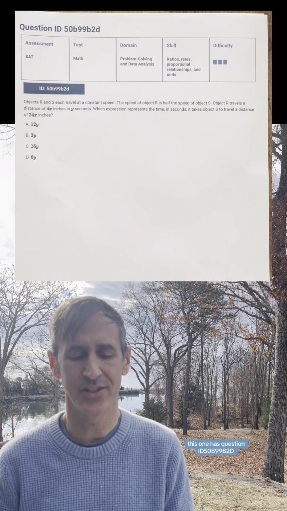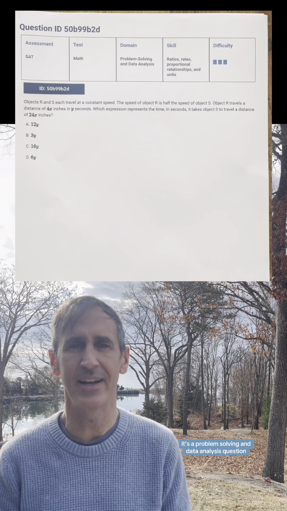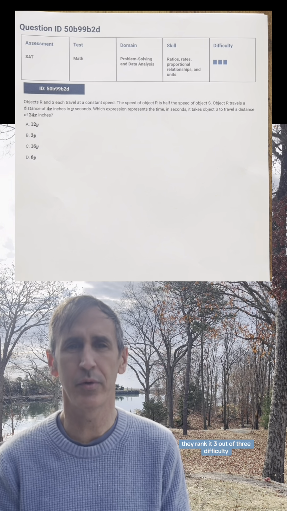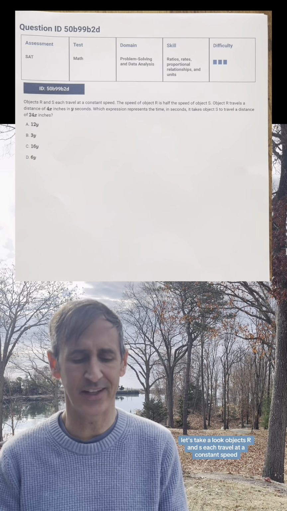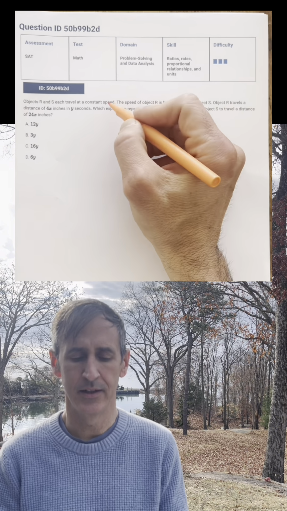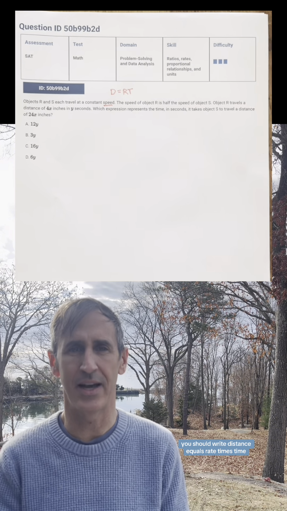This one has question ID 50B99B2D. It's a problem solving and data analysis question. They rank it 3 out of 3 difficulty. Let's take a look. Objects R and S each travel at a constant speed. Every time you see speed or rate, you should write distance equals rate times time.